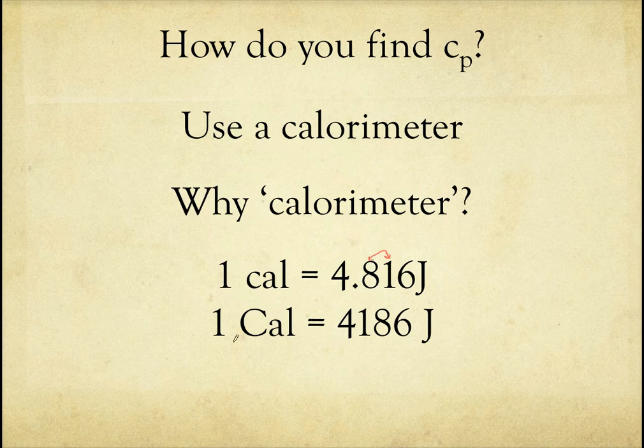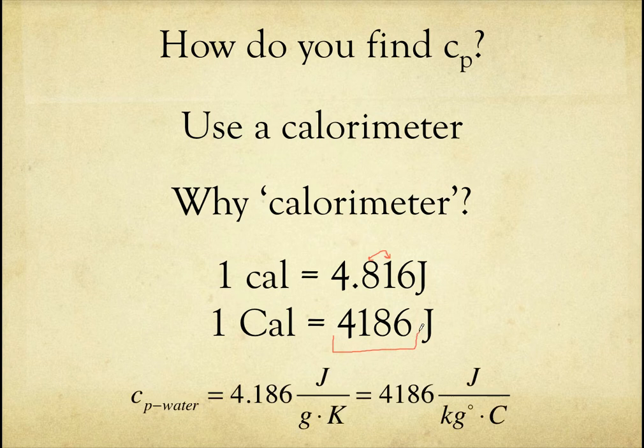1 kilocalorie, or the capital C calorie, is 4,186 joules. What does that remind you of? Hopefully of something, and that something is specific heat capacity of water. So it's called calorimeter because number one, it measures the amount of energy which can be measured in calories, but it also uses water in it. And specific heat capacity of water has to do with a calorie.